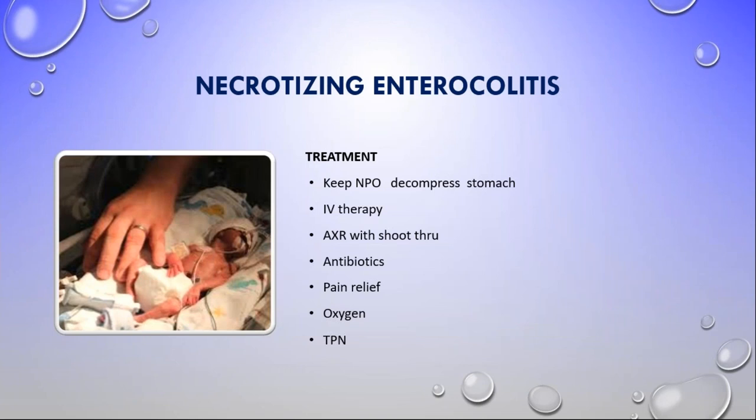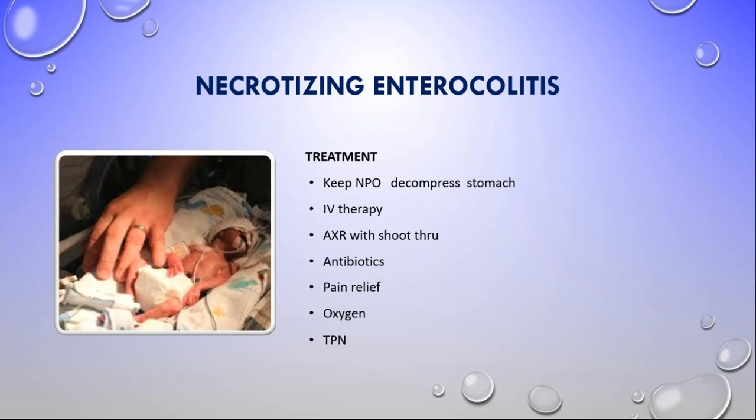So what is the treatment initially? We keep them nil per os and decompress the stomach. So we'll remove the smaller nasogastric tube, put in a bigger nasogastric tube. We will keep them on IV therapy. We will do an abdominal x-ray with shoot through. We will give antibiotics. We have to give pain relief. There is a need for oxygen, and very often doctors commence oxygen even if the babies were off oxygen, because they want good bowel perfusion and they want to prevent any sort of perforation, and they will start TPN to feed them as best they can.